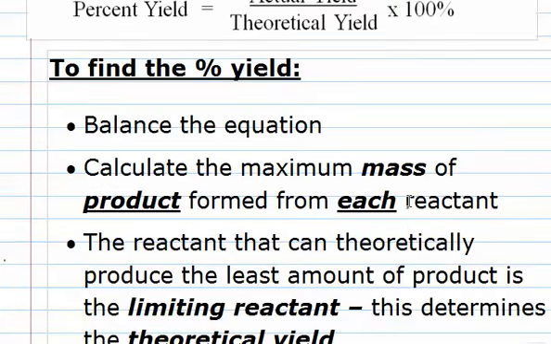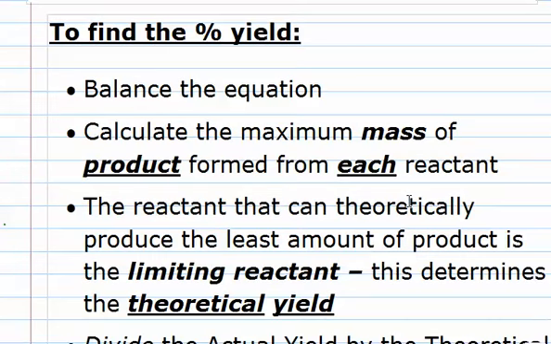So to find the percent yield, we're going to follow our basic strategy for all of our stoichiometry problems. We need to start with a balanced chemical equation so that we have our mole-to-mole ratios, and then we're going to use that balanced equation to go from the amounts of each reactant to the maximum amount of product. That is, we're going to determine which is our limiting reactant and calculate the theoretical yield.